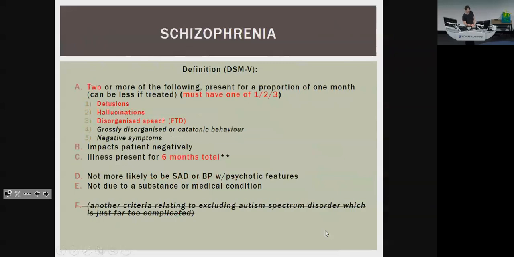They only need 2 out of 5 symptoms, including 1, 2, and 3, for 1 month. Or less if treated, because if they're actively hallucinating for 3 days and you get on top of it and give them olanzapine, good. But they still need 6 months total duration of symptoms, including the residual and negative symptoms. Makes sense?